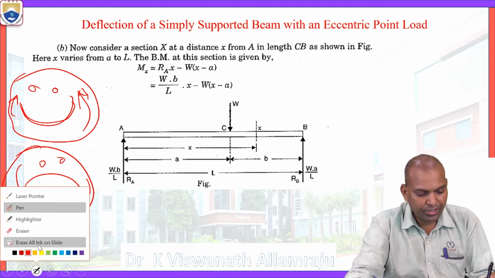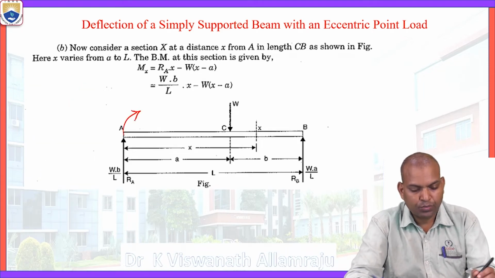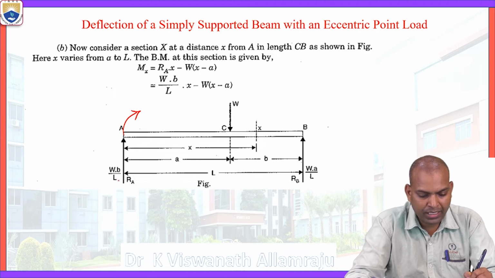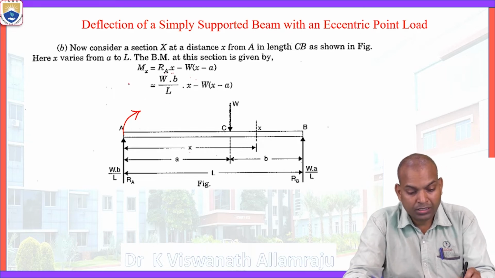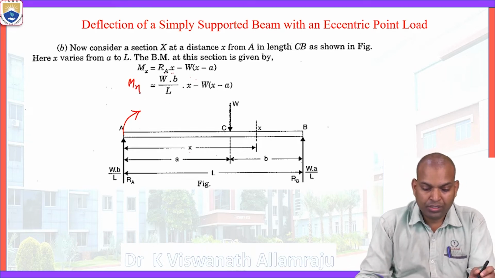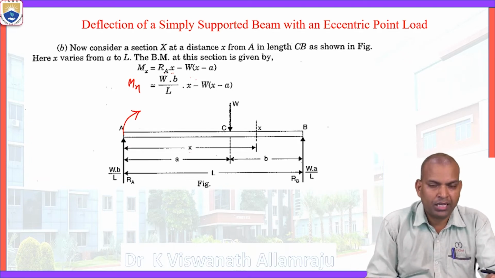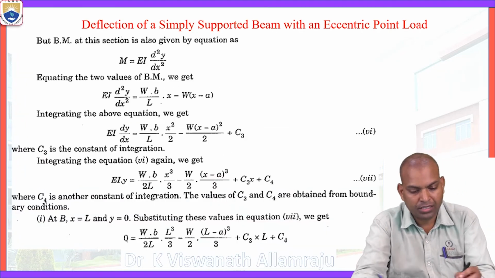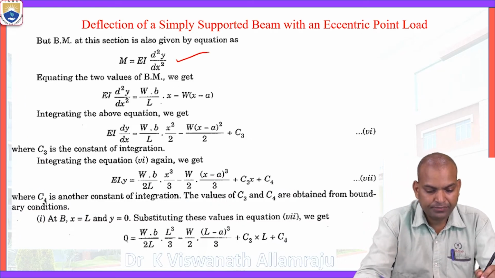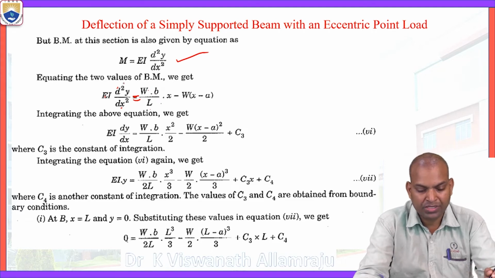Here, the moment in this positive direction is WB by L times x, that is the positive bending moment, that is RA times x minus W times x minus a. This is the Mx equation. After knowing this equation, we know the bending moment varying across the section, M equal to EI times d square y by dx square. Equating Mx with this, EI d square y by dx square equal to WB by L times x minus W times x minus a.